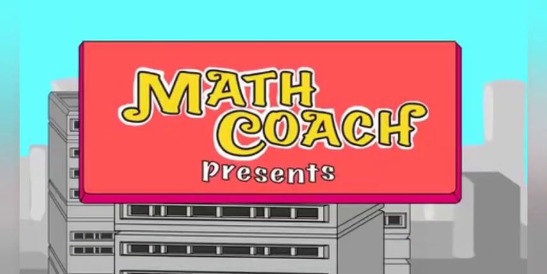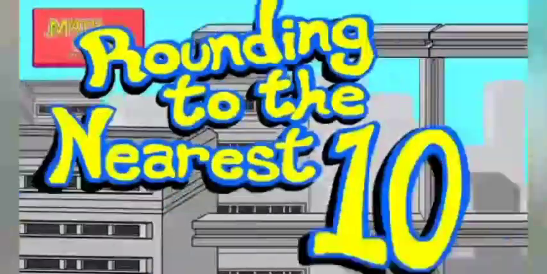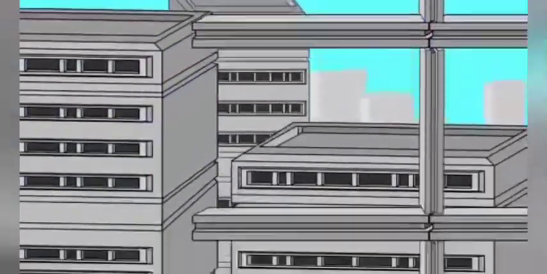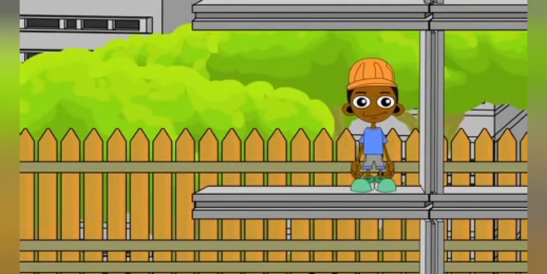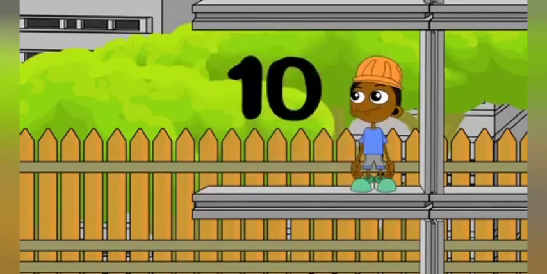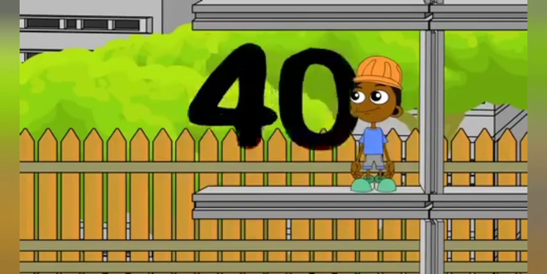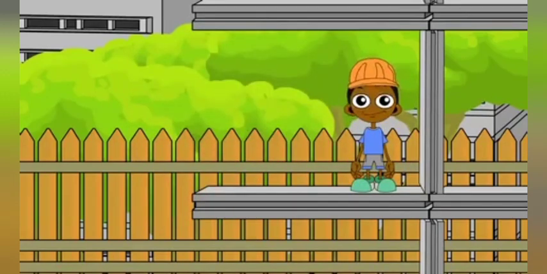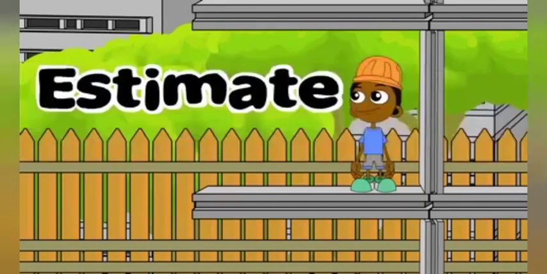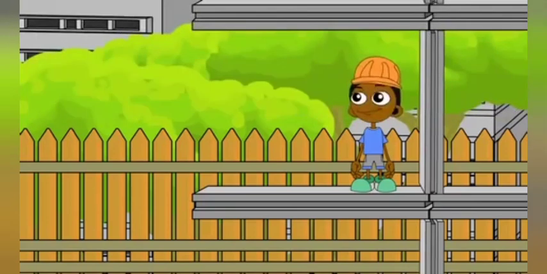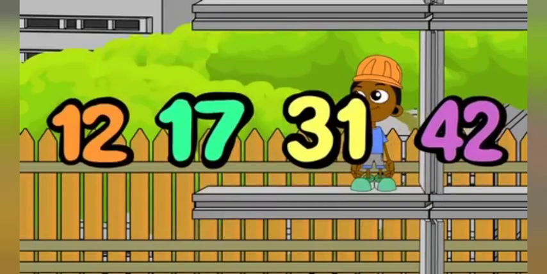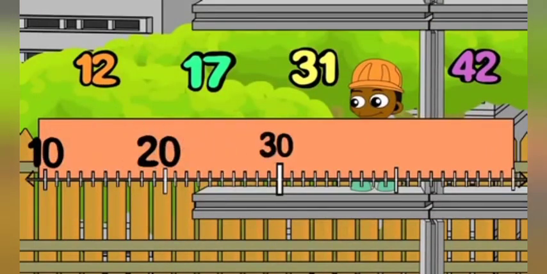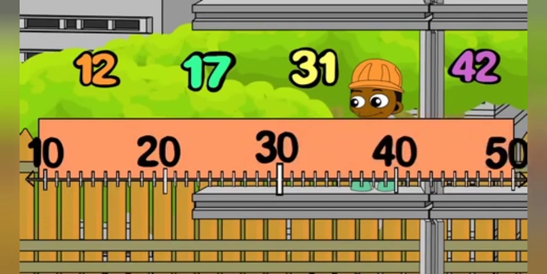Rounding to the nearest 10. We use rounding when we want to estimate. Rounding gives us numbers that are easy to use, like 10, 20, 30, and so on. Rounded numbers help you solve everyday problems where you don't need an exact answer. That's called an estimate. Rounding might look hard, but if you know how to put numbers in order and can skip count by tens, you can learn to round any number to the nearest 10 with ease.